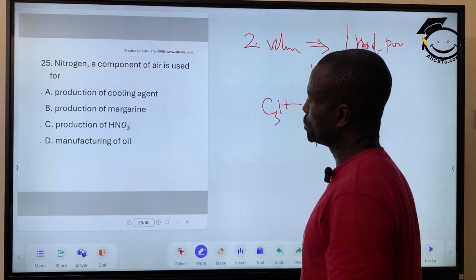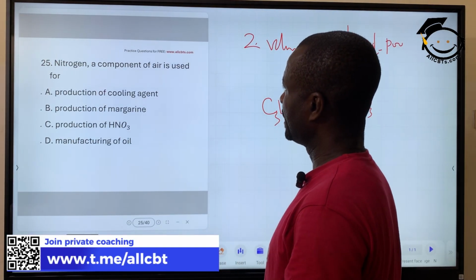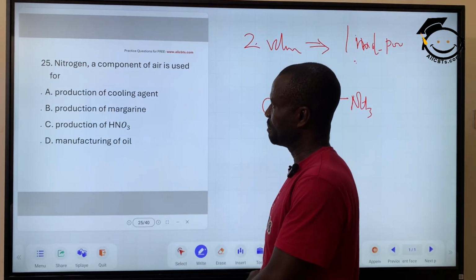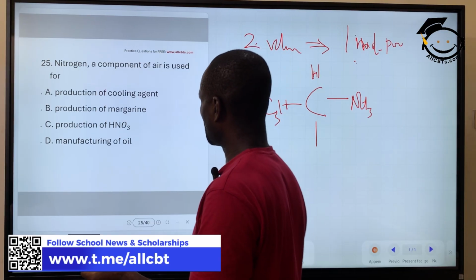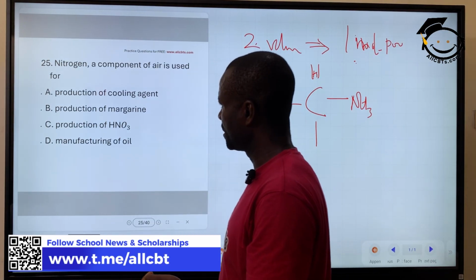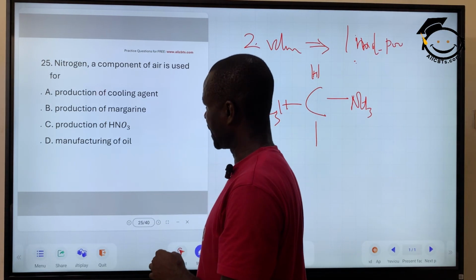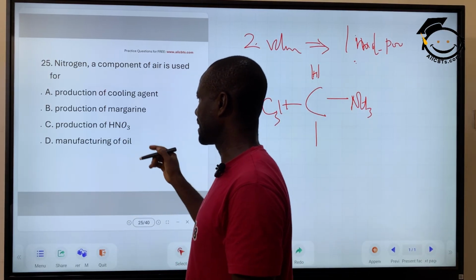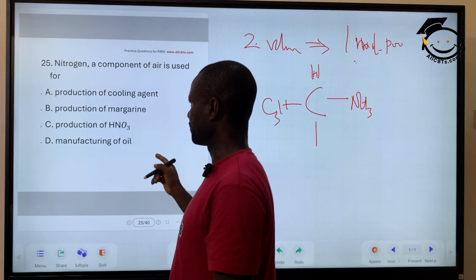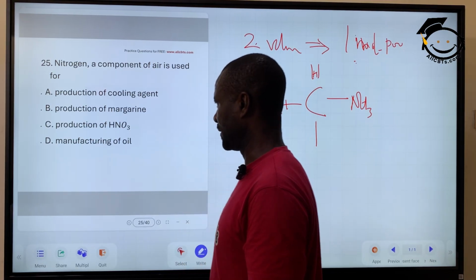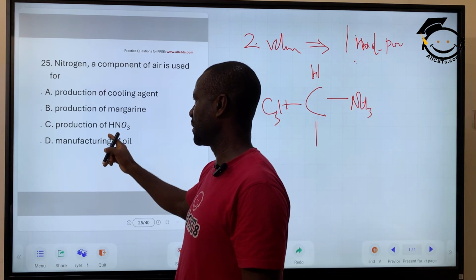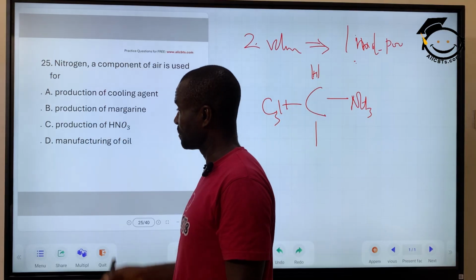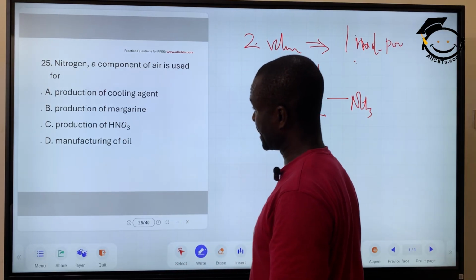Number 25. Nitrogen, a component of air, is used for A. What's the use of nitrogen? Production of cooling agents. B, production of margarine, nitrogen, no. Production of HNO3, this is nitric acid, HNO3. Manufacture of oil. The correct answer is production of HNO3, trioxonitrate(V) acid. Nitrogen is used for the production of trioxonitrate(V) acid. So the correct answer is C.